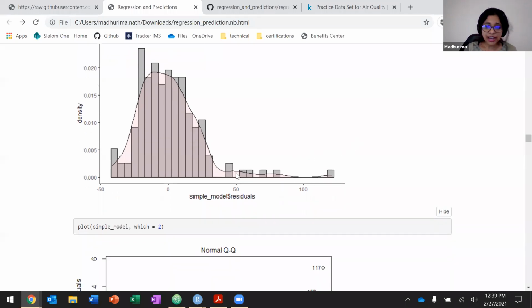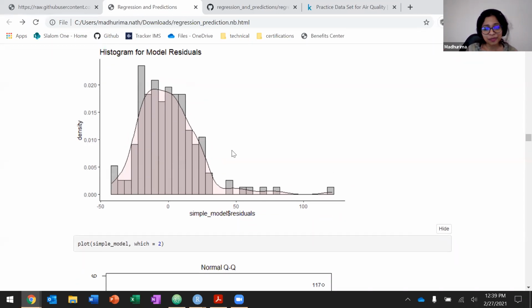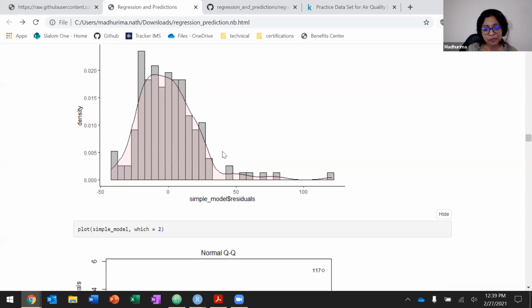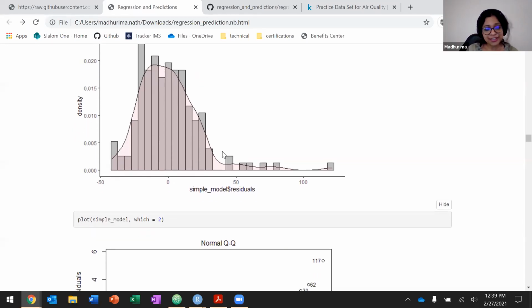We can see that there are a few which do not lie underneath. So it has a little bit of a tail, which means there are some residuals lying outside the majority of our data points, and we will call them outliers. We'll revisit this topic again.